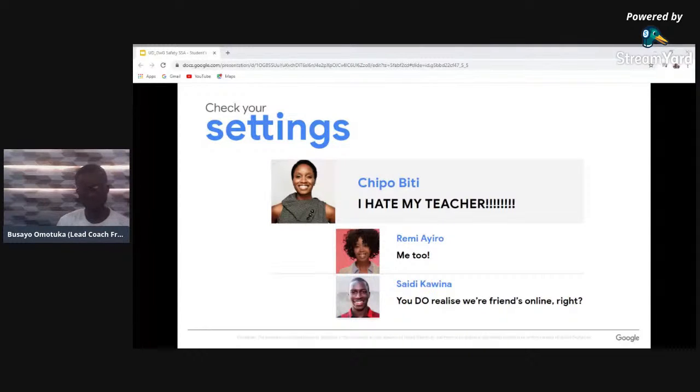With what we can see on the screen, this is just an example of someone having gossip on the internet. The first person is saying, "I hate my teacher," and the other one is responding, "Me too."